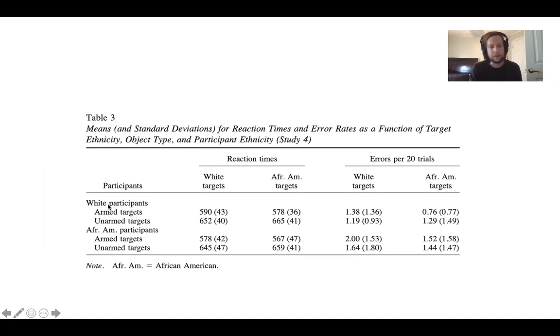And so when white people are seeing a white armed person, it takes them 590 milliseconds to decide to shoot. But then if they're seeing a black individual who's armed, they're 12 milliseconds on average quicker. So it's not a huge difference, but it was statistically reliable, at least in this study, a difference of 12 milliseconds where they were faster to shoot armed black individuals than armed white individuals. When they're unarmed, this is a question for me.